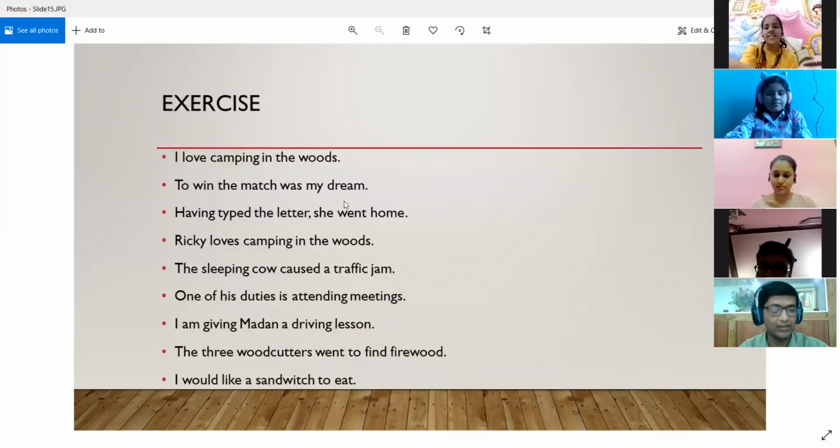All right. So these are the next set of sentences. Let's see if we can complete it quickly. Yes, Anirudh.